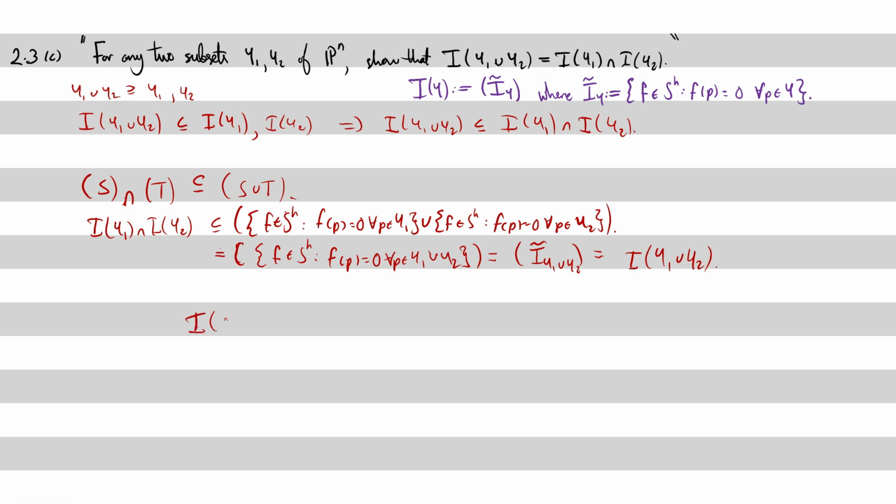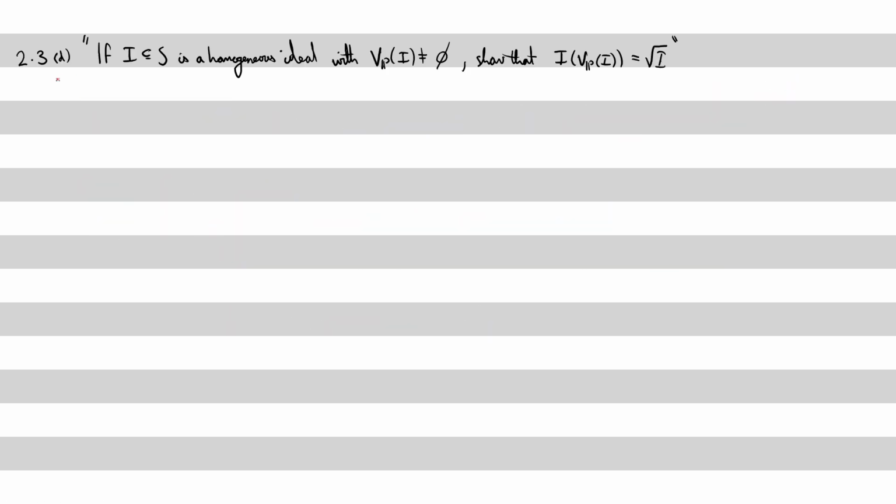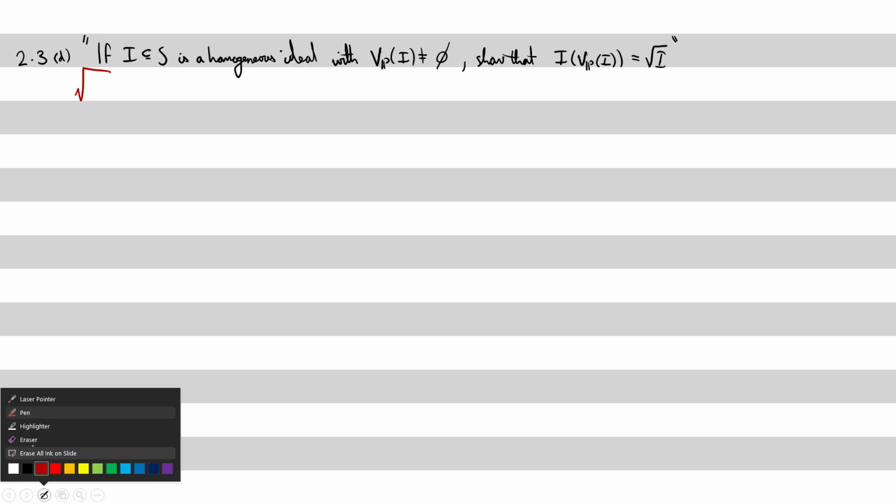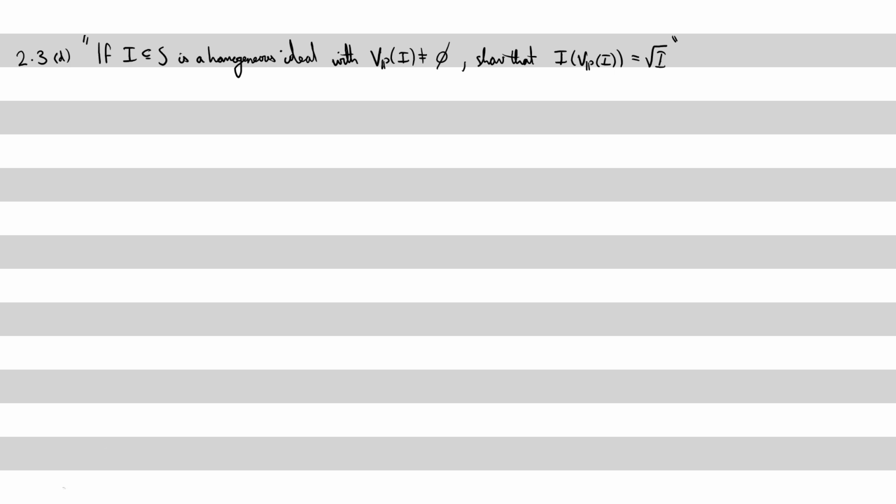Therefore, the ideal generated by y1 union y2 equals the ideal generated by y1 intersect the ideal generated by y2. So we can move on to 2.3d. So, firstly, we use results which we have already proven by I.2.2.